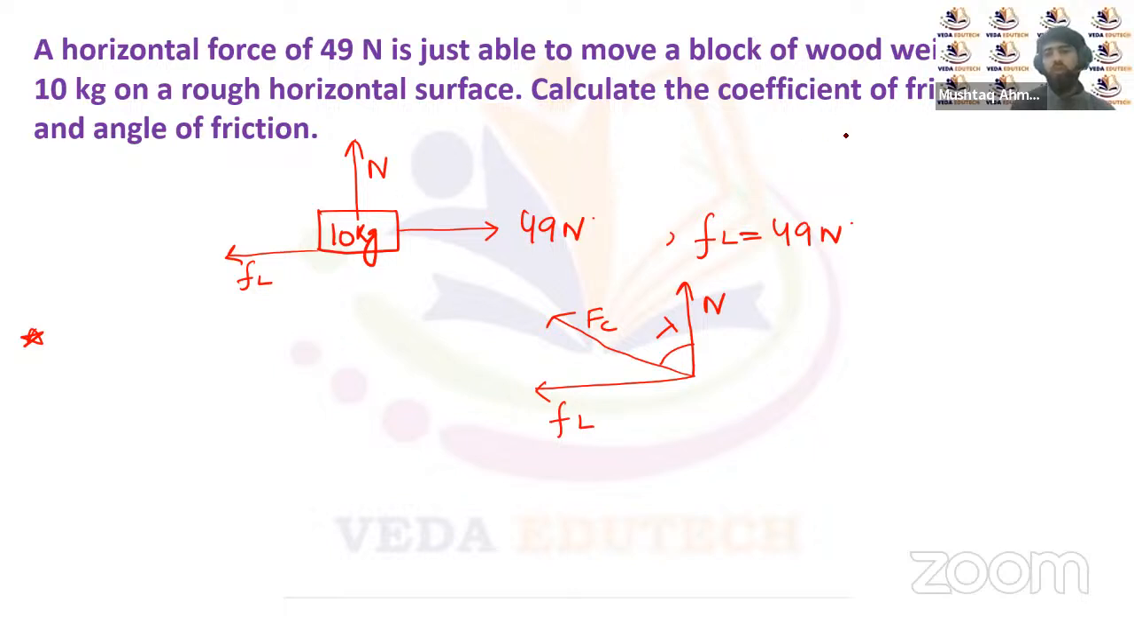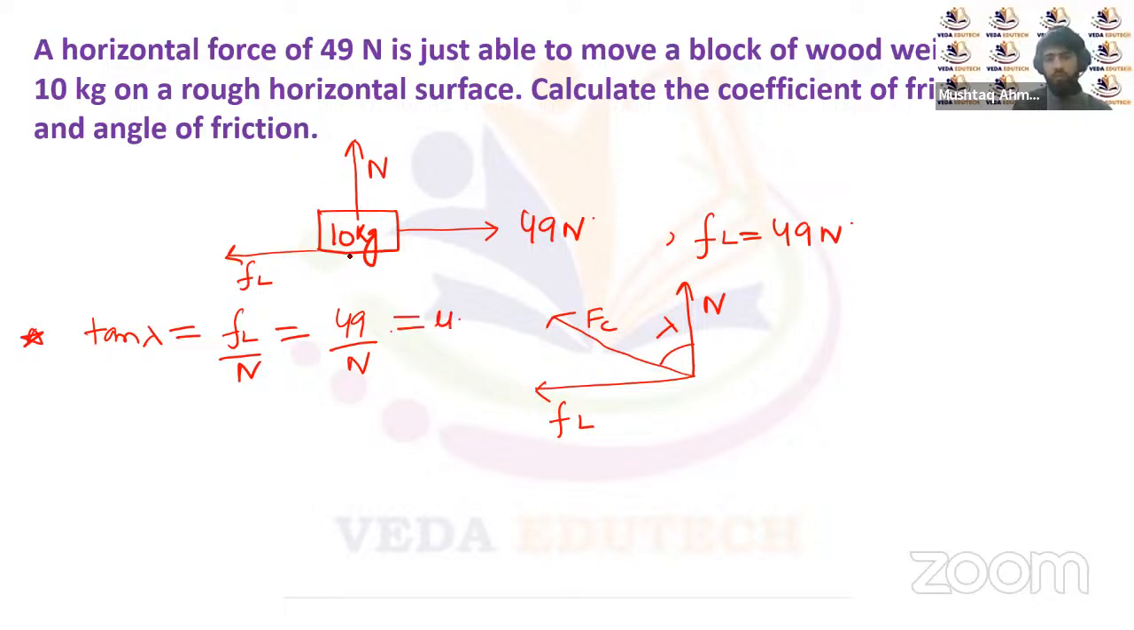We have to calculate the coefficient of friction and the angle of friction. We know that tan of lambda is equal to FL upon N. The value of FL is given as 49, so that's 49 upon N, and this has to be equal to mu.